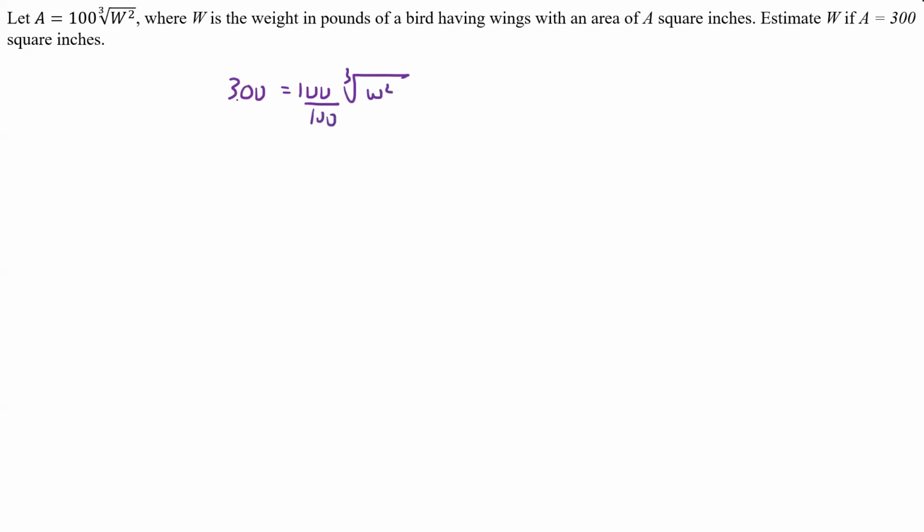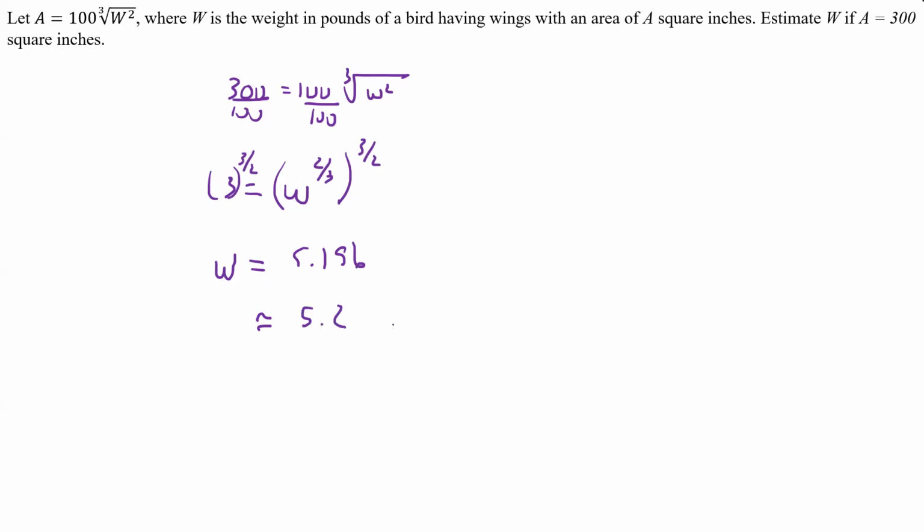So divide by 100. So 3 equals, now I'm going to rewrite this as W to the 2/3 because I need to solve for W. So if I take that to the 3 halves, that becomes just W. So I have to take that to the 3 halves. So W is equal to 3 to the 3 halves, and 3 to the 3 halves is 5.196.